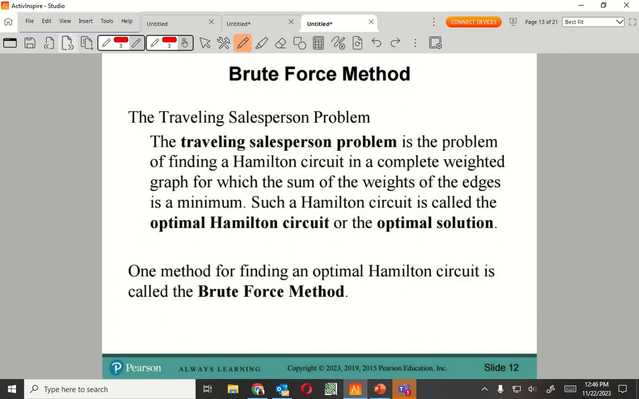Now, let's say, for instance, the brute force method is traveling salesperson. The problem is finding a Hamilton circuit in a completed weighted graph for which the sum of the weights of the edges is a minimum. Minimum meaning the smallest amount. I want the smallest number by doing the same thing. Such a Hamilton circuit is called the optimal Hamilton circuit or optimal solution. One method for finding this is the brute force method.